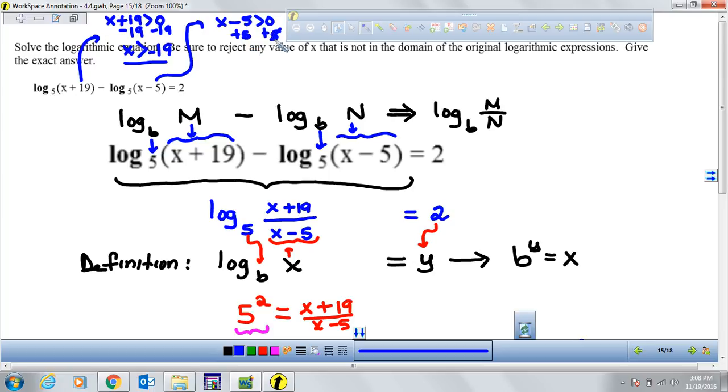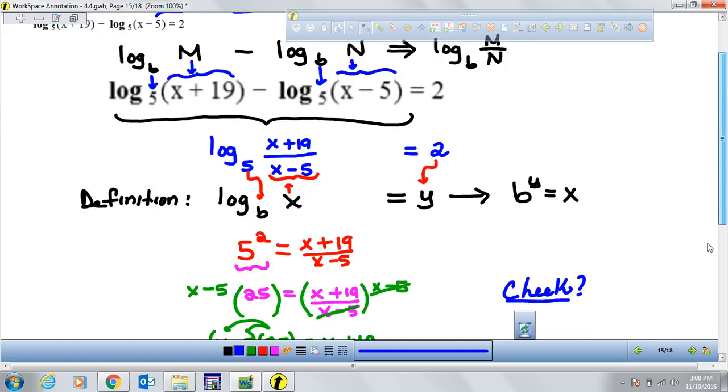And the domain of the second one tells me that x must be greater than 0 plus 5, which is positive 5. These are the two domains for the two original logarithmic expressions. That x must be greater than negative 19, and x must be greater than 5.